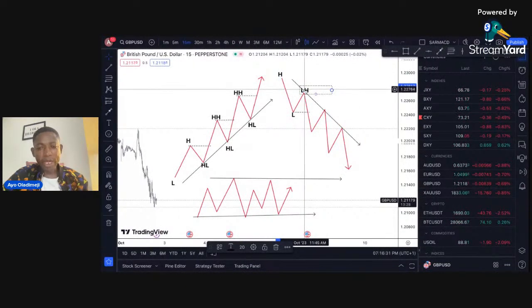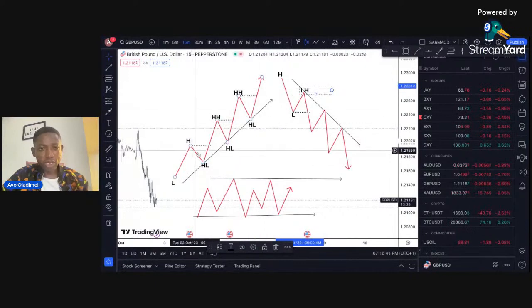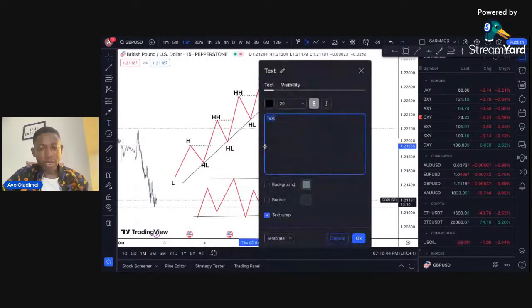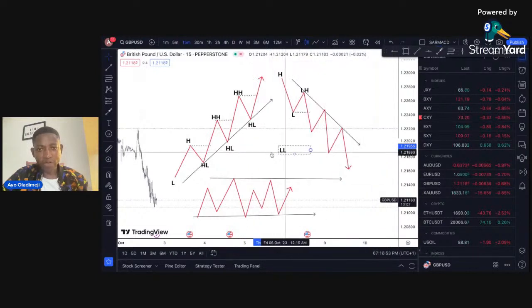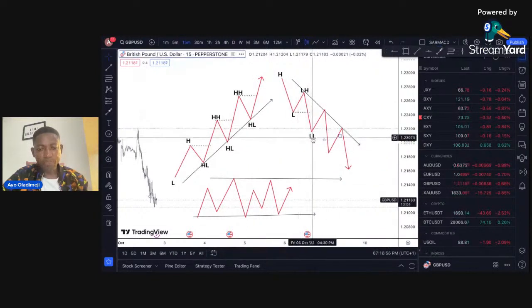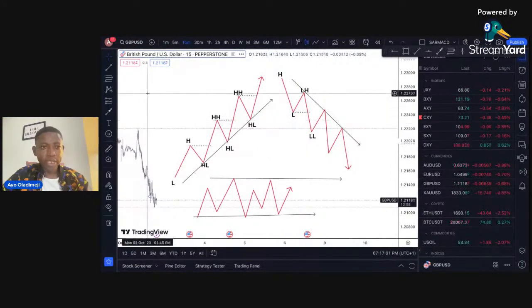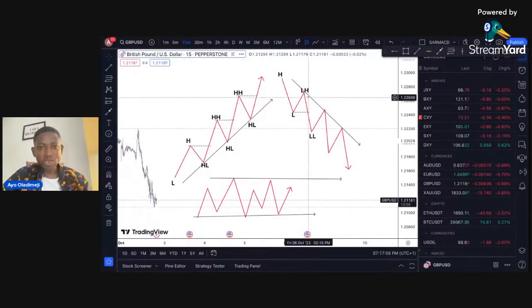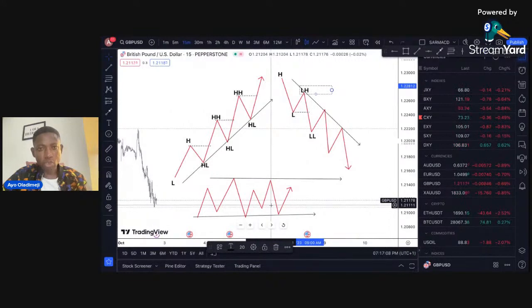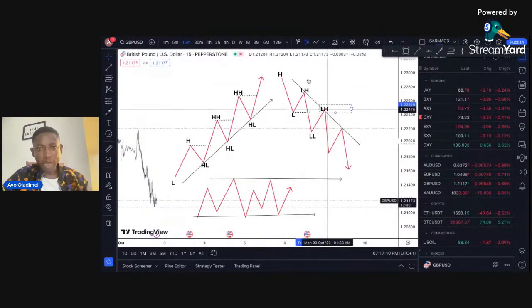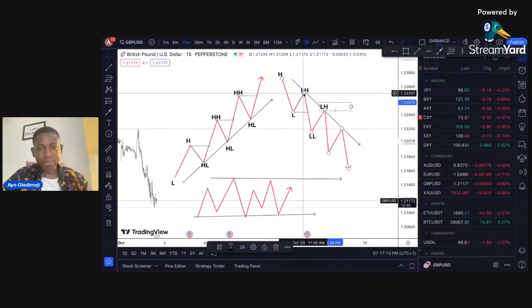And then this lower high has to break this low to give us a downtrend. Do you understand? So it's going to go on and break this low and give us this lower low, meaning that this low is lower than the previous low. Once it breaks it, it gives us a lower low, and then it's going to create another high, which is also a lower high. This is the lower high because this high is lower than the previous one.